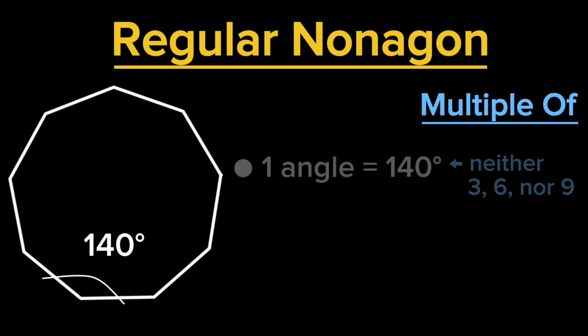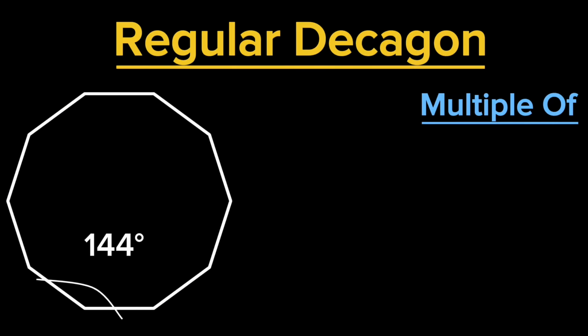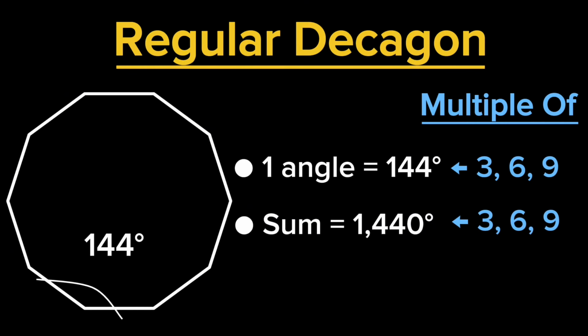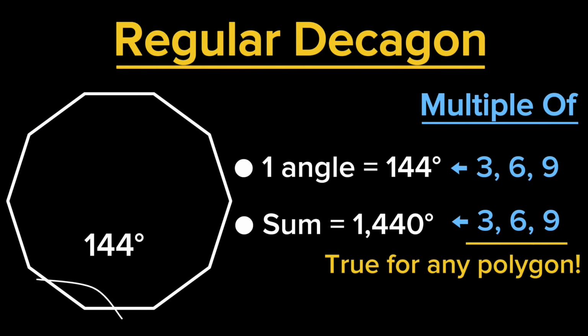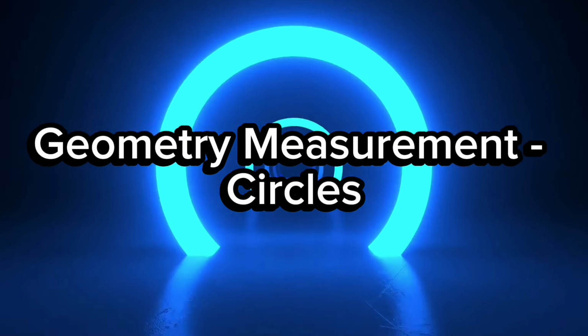In a nonagon, one angle measures 140 degrees, whereas the sum is equal to 1260 degrees. In a decagon, one angle measures 144 degrees, whereas the sum is equal to 1440 degrees. Again, this sum remains a multiple of 3, 6, and 9, just like the sum of the interior angles of any polygon. Now let's look at the measurement of some circles.